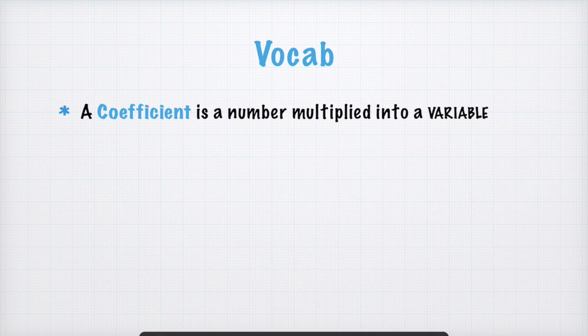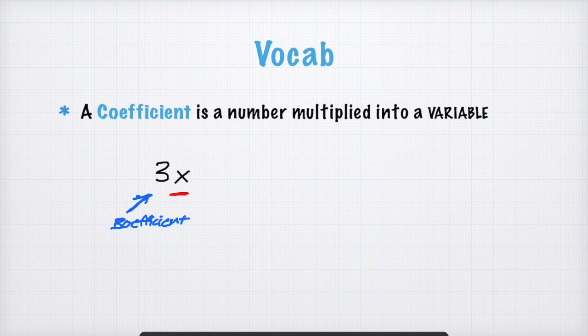Finally, for our vocab, a coefficient is a number multiplied into a variable. And it's really just a fancy term to help you understand how things are going. So let's go back to our 3x. Our variable here is our x, and our coefficient is that number 3. So that's our coefficient, the number 3 being multiplied into the variable.